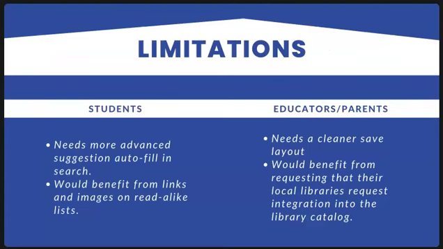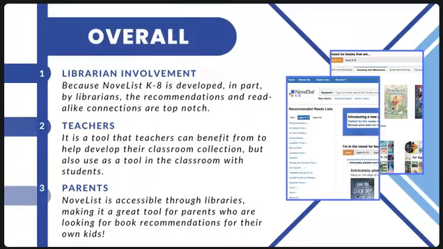There are only a few limitations in NoveList K-8. For students, it would be helpful if the autofill feature was slightly more advanced to really help the youngest learner find what they're looking for. Also, in the read-alike lists, students would benefit from having book images and links to the book records. For educators and parents, a cleaner layout would be nice when saving to a computer. They would also benefit from taking the time to request that their local library integrates NoveList into the library catalog, so availability could be searched from book records and results pages.